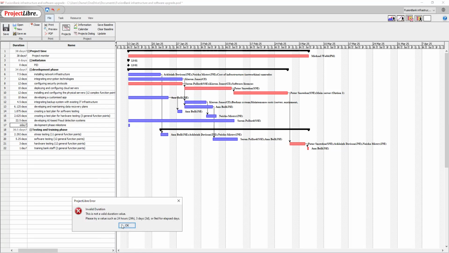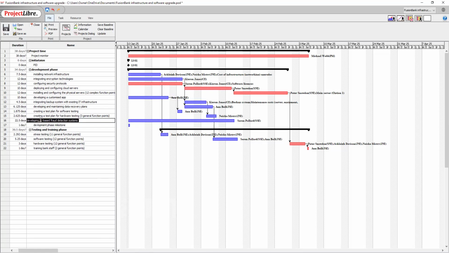So we give it a 0 day, and we know that the last task is here, so we just add it to it. All right, and that would be our milestone. And also for our testing and training phase, we'll also give it a milestone.